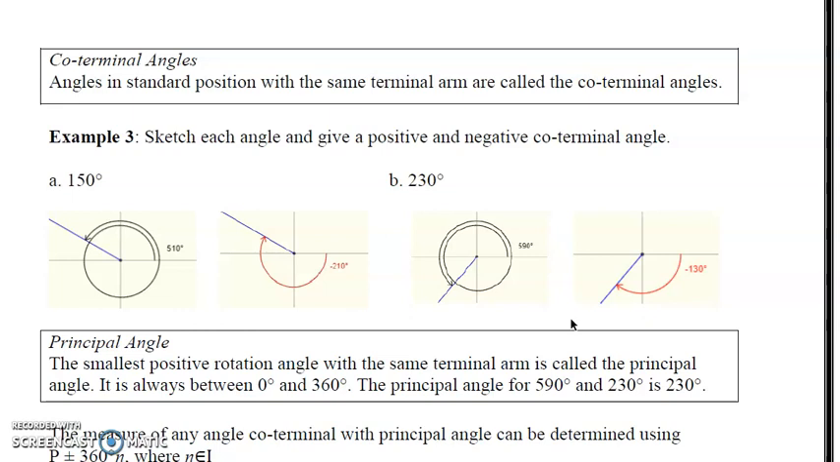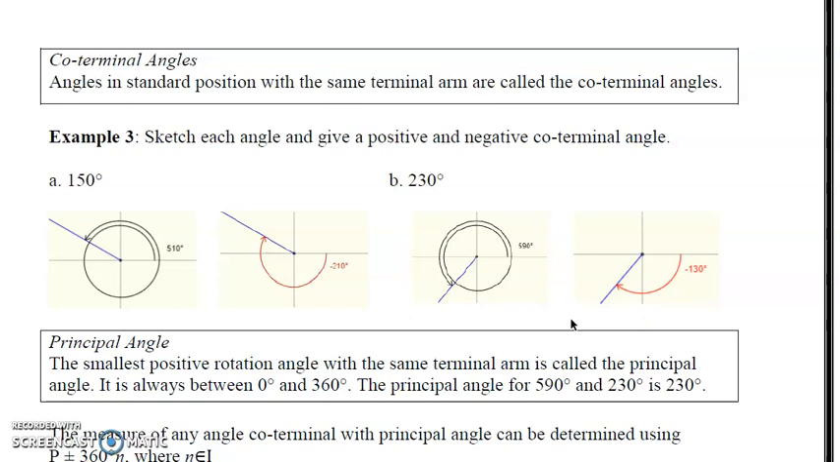Coterminal angles. Coterminal angles are angles that have the same terminal arm, hence coterminal. And there's an infinite number, obviously. To get a coterminal angle, you literally just add or subtract 360 degrees, and that'll land in the same spot. If you look at the angle 150, you'll notice that I have 510 there and negative 210. They're both coterminal, because they both land in the same spot as 150 would.